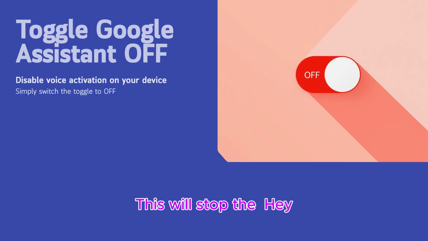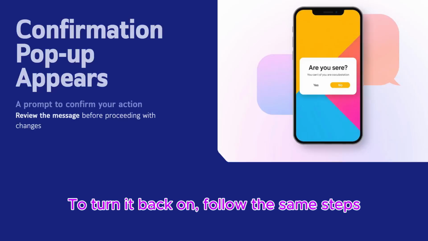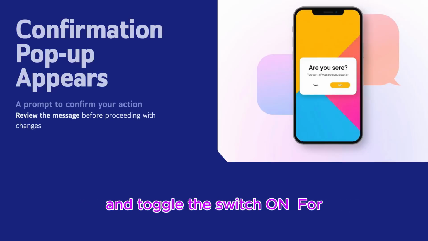This will stop the Hey Google voice activation and remove the assistant from your home button or gesture. To turn it back on, follow the same steps and toggle the switch on.